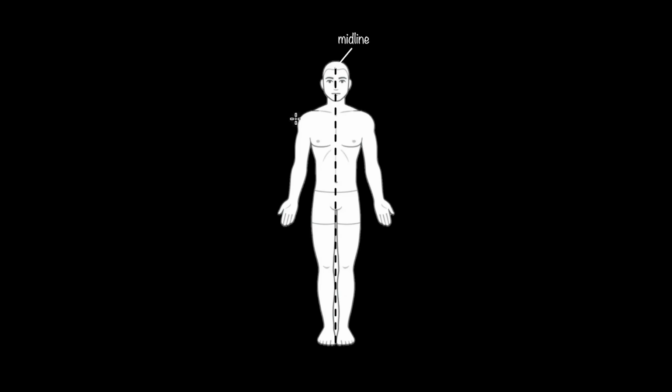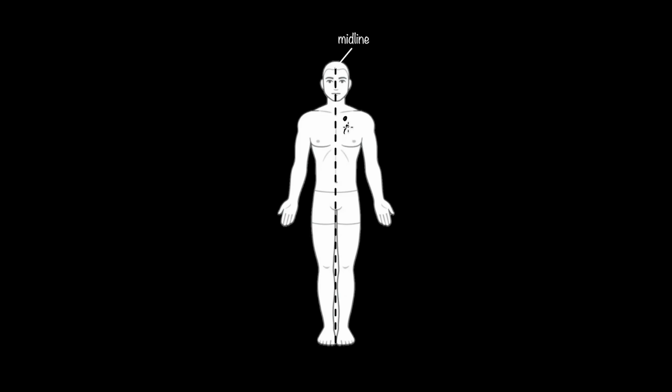Okay, so now we're going to do medial and lateral. Well, to understand medial and lateral, you first have to know about the midline. I have that labeled over here. The midline is an invisible line running alongside the center of your body, and it's separating your right half from your left half. Anything that is closer to the midline is known as medial, while if it's further away from the midline, it's lateral.